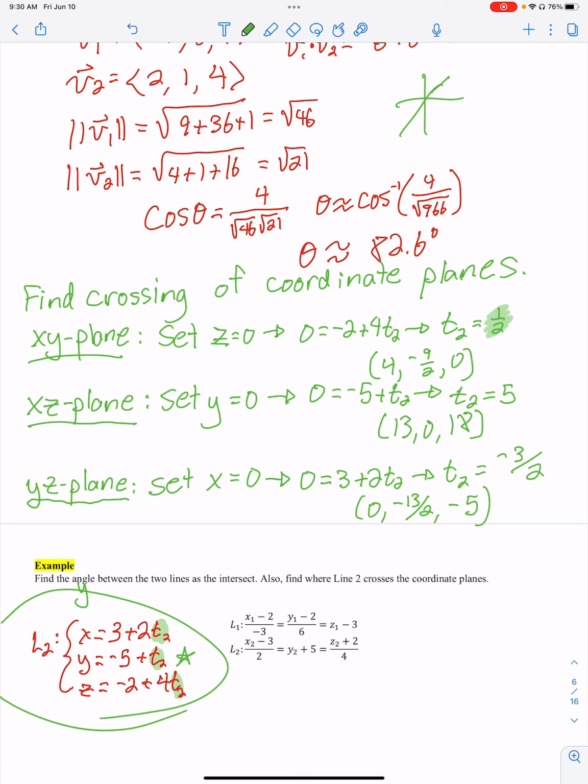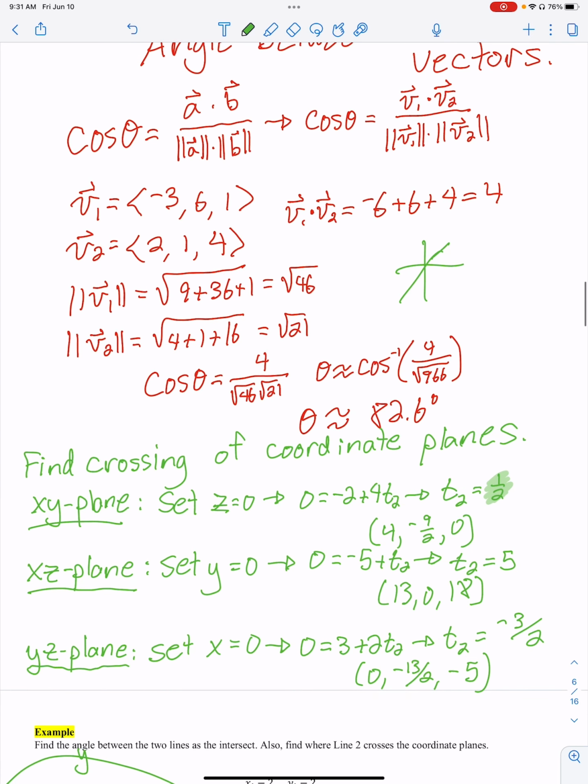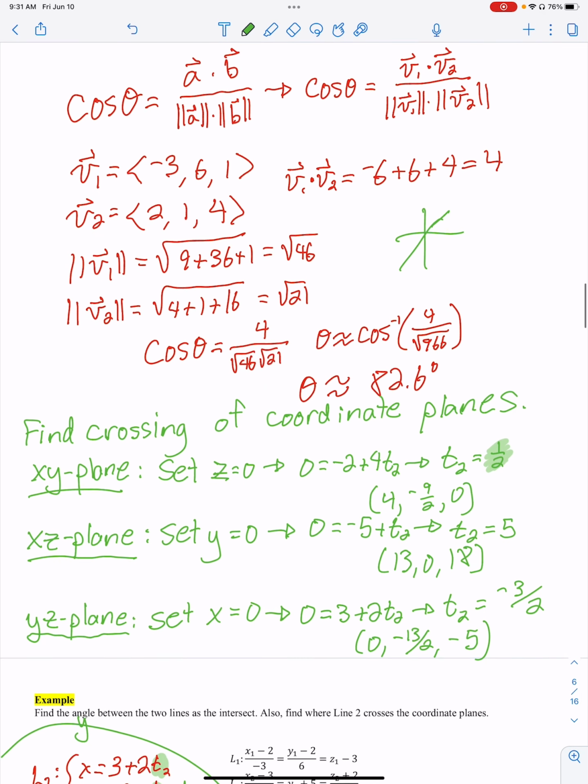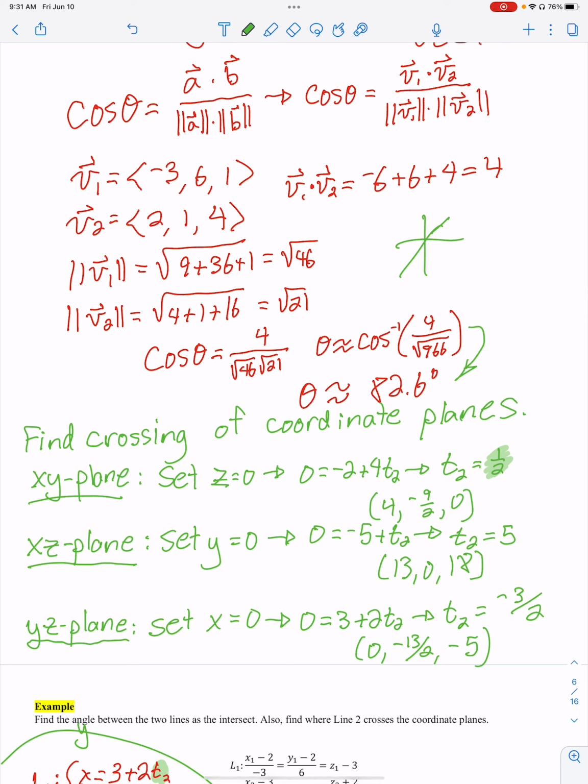So if we want to find where it crosses those planes, we just set the corresponding value, the one missing from that plane, equal to 0. We solve for the t2 or t1, whatever the t may be. Then we plug that t back in, and it tells us the point. Not too bad. The angle stuff, use a calculator for this. Hopefully you didn't get caught back there. This is just a calculator thing. Make sure it's in degrees.